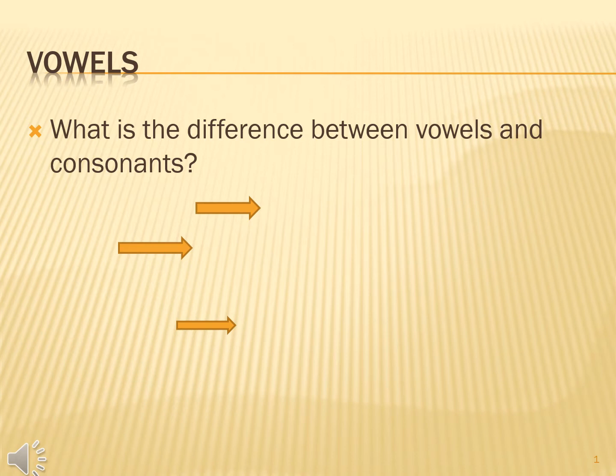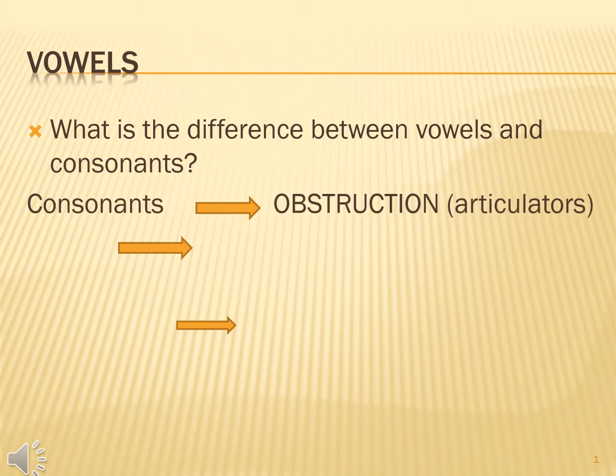Let's start with the consonants. So we can think that when we produce consonants, the articulators work obstructing the airflow. So one of the differences, or the main difference, between vowels and consonants is that consonants need the movement of the articulators to produce an obstruction of the airflow.